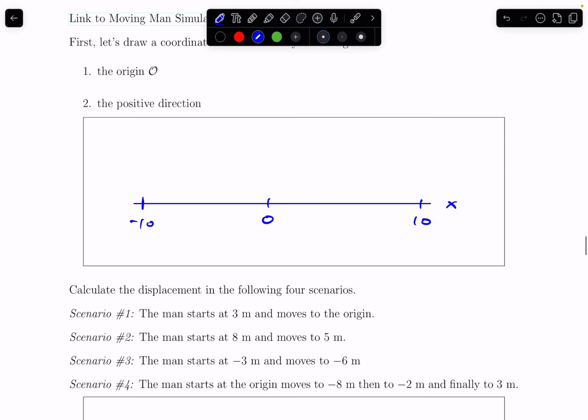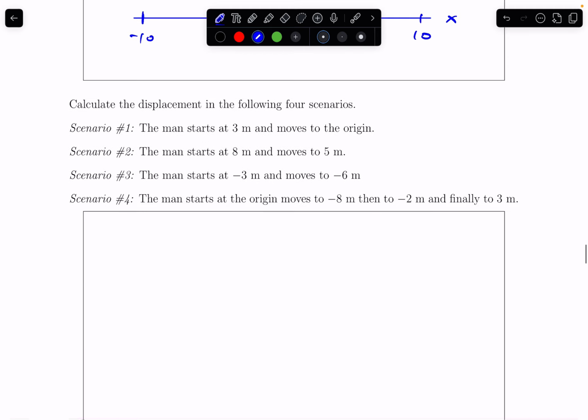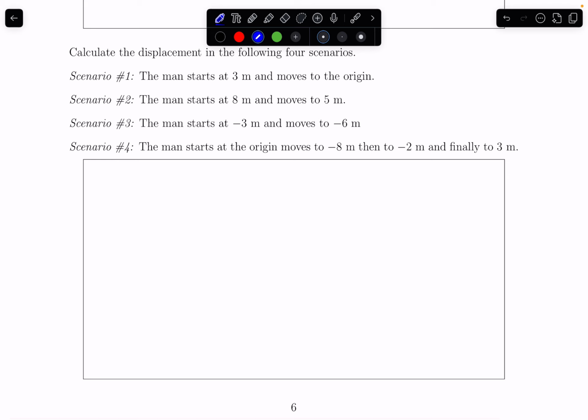All right, now I'm gonna do a bunch of scenarios here. So what I want you to do is draw a table where one column is the scenario, and there are 4 of them, and the other column is delta x. So calculating the displacement. For each of these scenarios, you're going to calculate the displacement of the man. All right, we good?